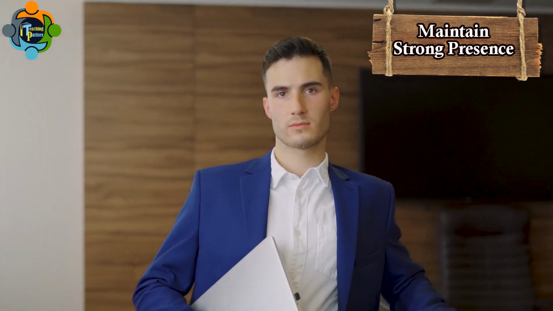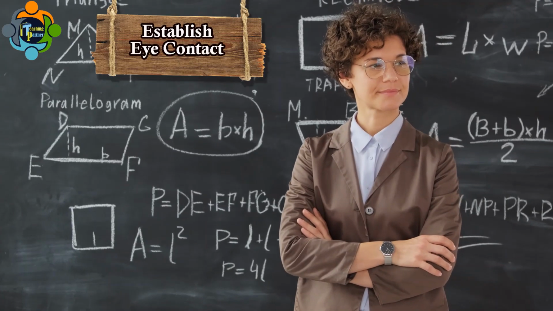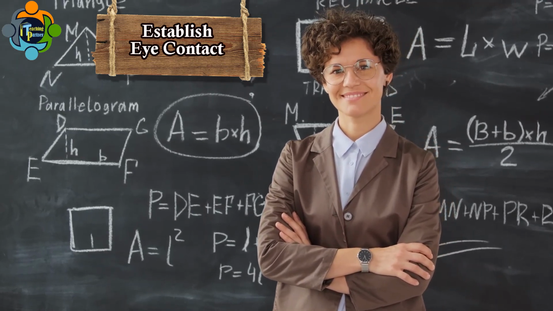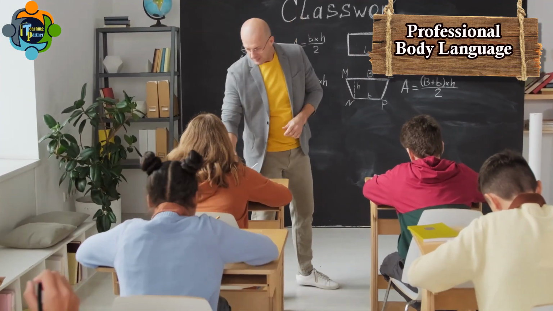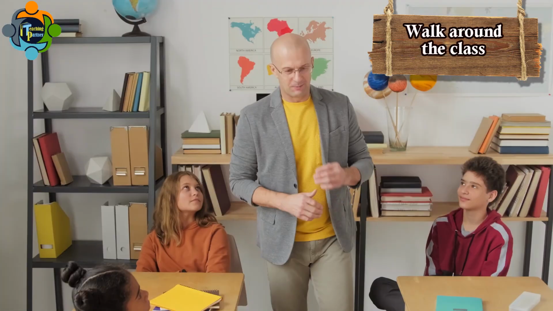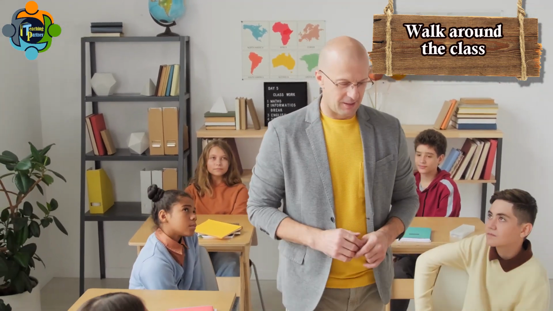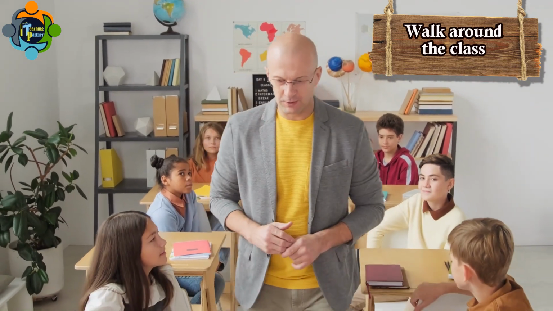After establishing expectations, maintaining a strong presence in the classroom is key. Make eye contact with each student, showing them that you are actively engaged and in control. Your body language should exude professionalism, confidence, and assertiveness. Walk around the class, ensuring that every student feels seen and heard. This approach helps to prevent distractions and keep the class focused.